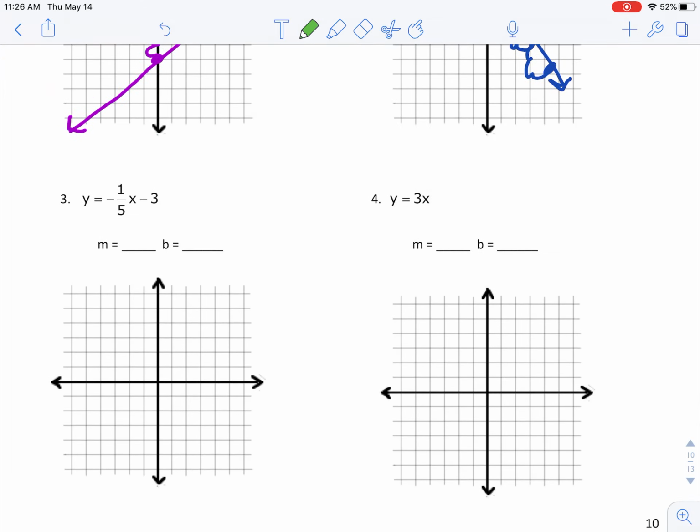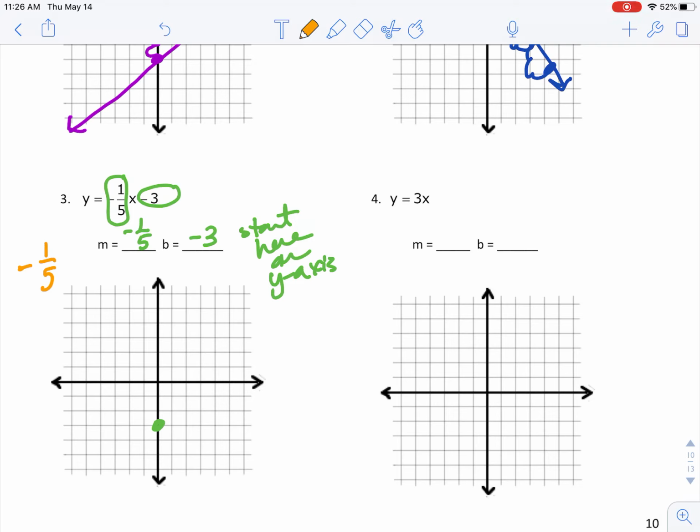Okay, so what's my slope? Well, here it is, -1/5. And what's my b? -3. So we know we start here on the y-axis. So I go to my y-axis to -3. And then from there, I've got this slope of -1/5. This is kind of tricky because the negative was just out in front.